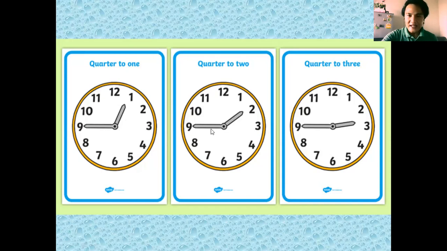In the second clock, the short hand is going to number 2, and in the third clock, the short hand is going to number 3. So to read these clocks, to tell the time, it's quarter to 1, quarter to 2, quarter to 3. That's how to tell the time.